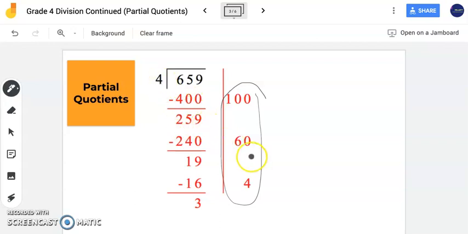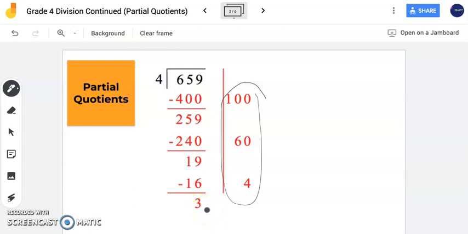Now I have 4 times 6 is 24, but 4 times 60 is 240. So now if I take 259 minus 240, I'm left with 19. But I'm not done yet. Now I can do 4 times 4 is 16. Now 19 minus 16 gives me a remainder of 3.